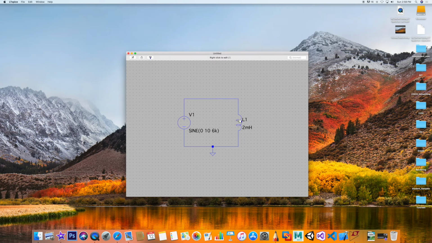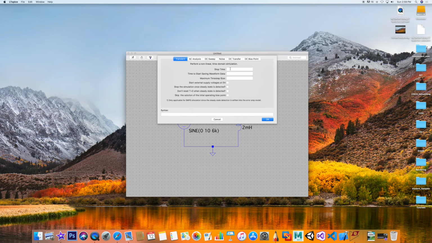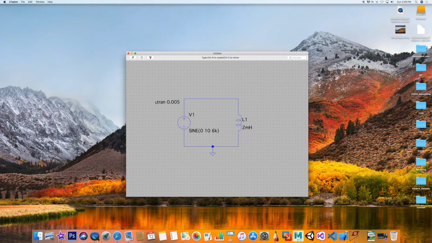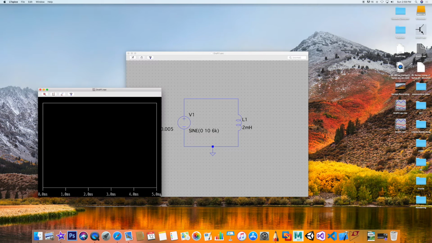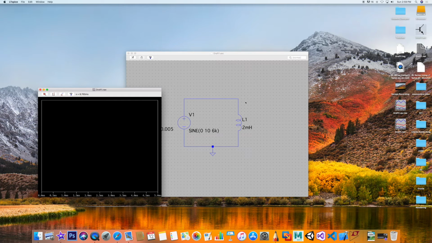For the transient, I am going to set up, so you go to draft, go to Spice Directive, and you will pick a transient analysis right here, and that would be 0.005. I think that would be about right for this one. Okay, put it right here. So now, let's go ahead and run this, and put our probe right here.